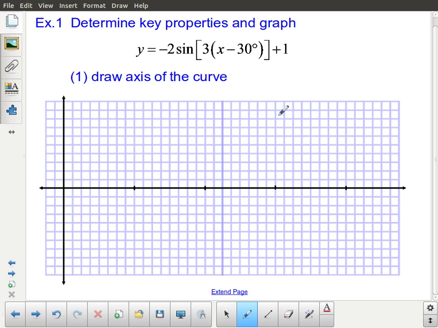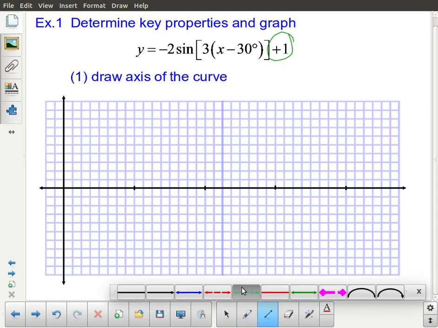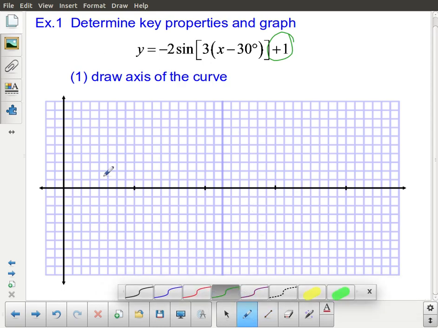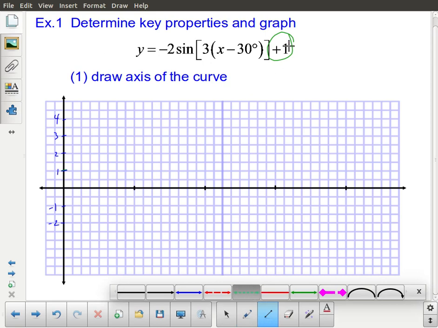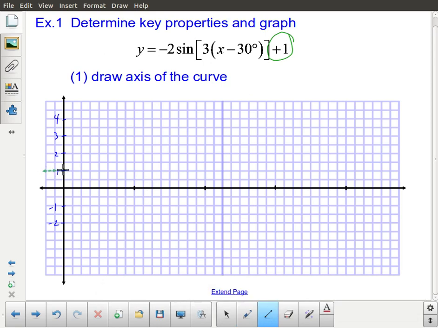So the first thing we get asked to do from our key features is draw the axis of the curve. The axis of the curve comes from the q value, which is at 1. Well, first thing I have to do is choose a vertical scale. Notice I don't even have to choose a horizontal scale yet. So I think I can go every other grid block. So that's 1, 2, 3, 4. And then down here is -1. Down the middle, of course, is 0. Let's put -2 on there as well. And let's go ahead and put a straight line at the q value. So that's my axis of the curve.